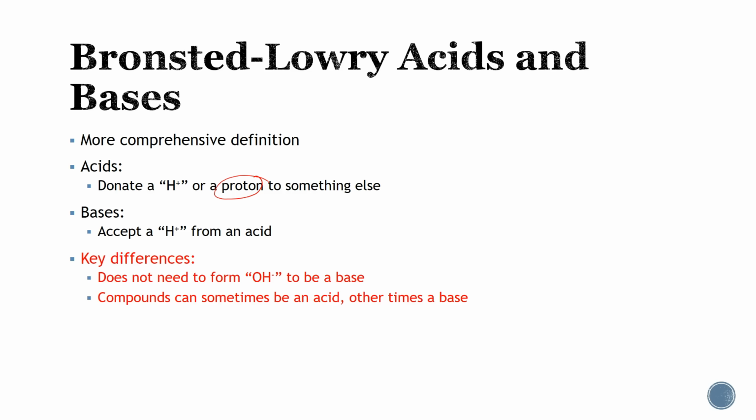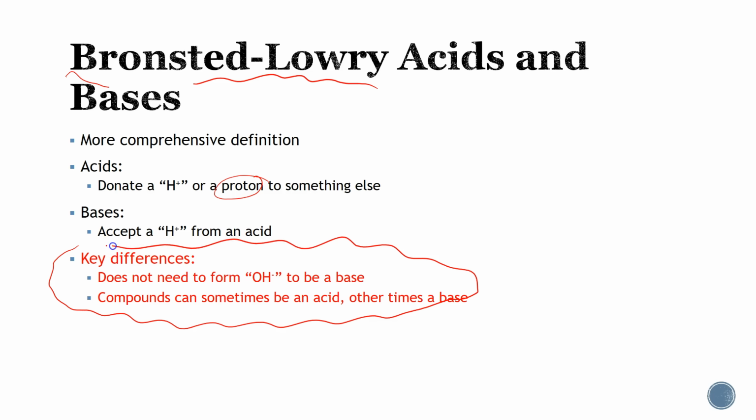So the key differences between the Bronsted-Lowry definition and the Arrhenius definition is that we do not need to form hydroxides to be a base. And as you'll see in just a little bit, a compound under Bronsted-Lowry theory can sometimes be an acid, but that same compound, depending on what it's mixed with, could also sometimes be a base. So these are our major key differences between the two definitions.